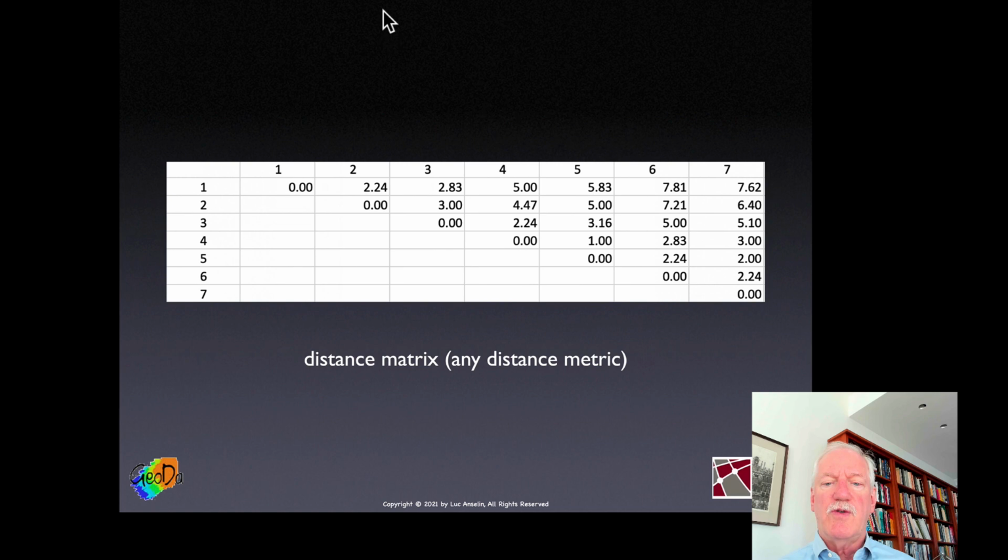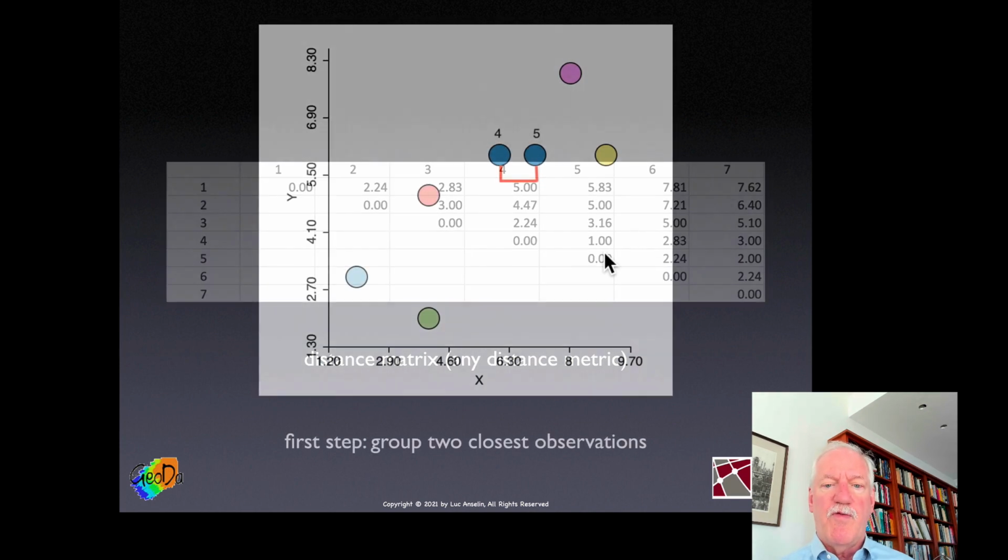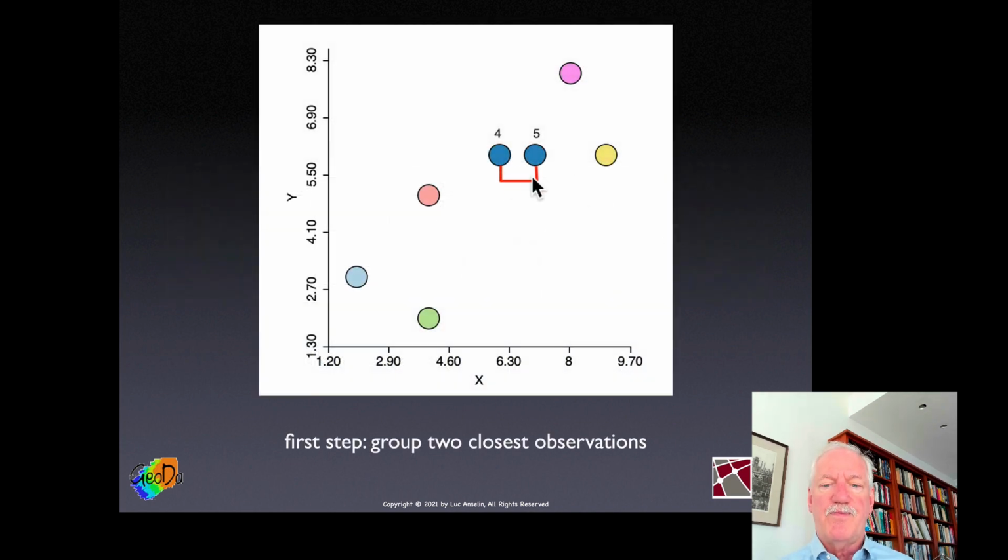So what we're trying to do here is find the two observations that are the closest together. So we're looking in this matrix. It's symmetric, so this is the same. And we find here, for example, that 4 and 5 have the smallest distance between them. So then we're going to group 4 and 5. And they now form a cluster.